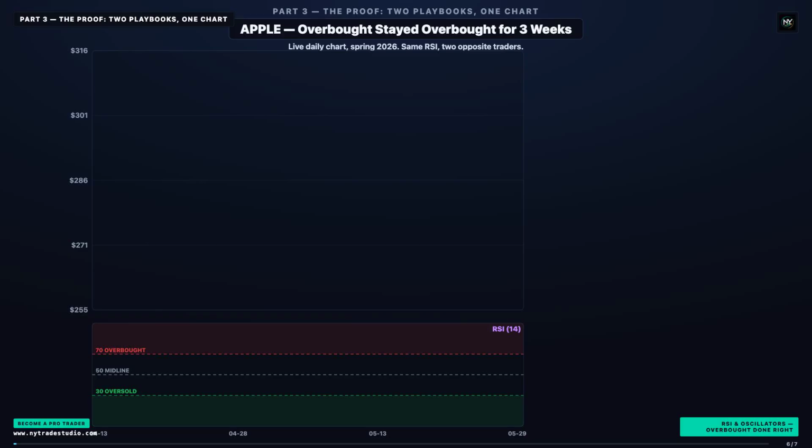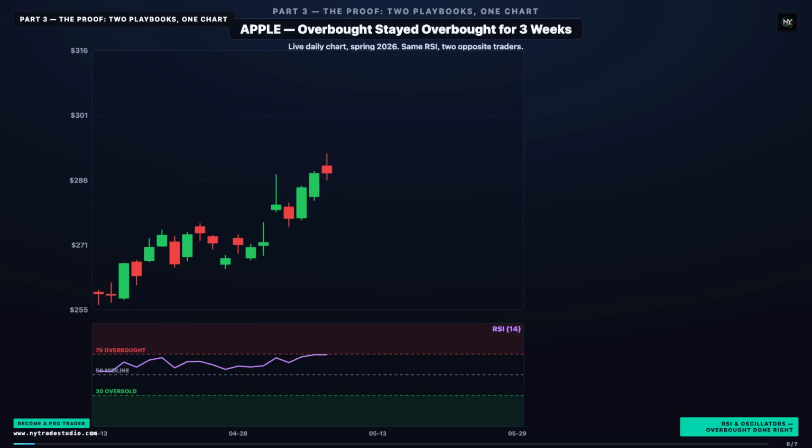Now let me prove all of this on one of the most watched charts of the year. This is Apple, live, and I am going to run two different traders across the very same 6 weeks. The first is the fader who lives by the old rule and sells overbought. The second is the trend trader who buys dips to 50. Same chart, same RSI. Watch the gap that opens between them.